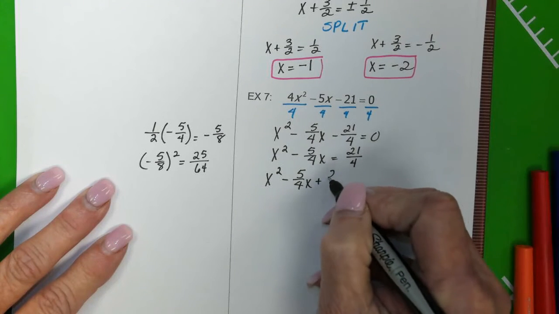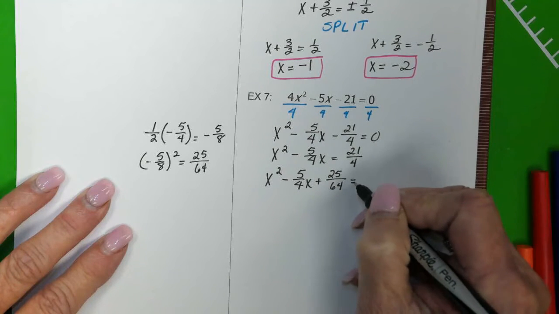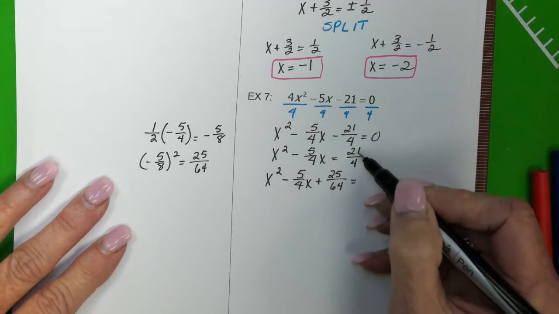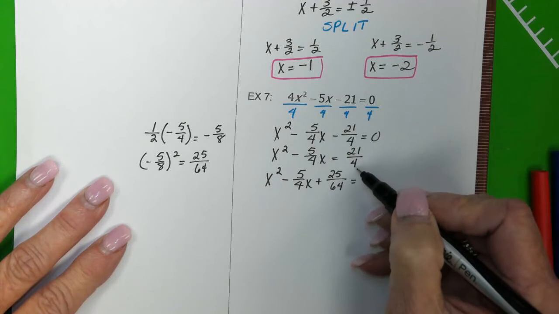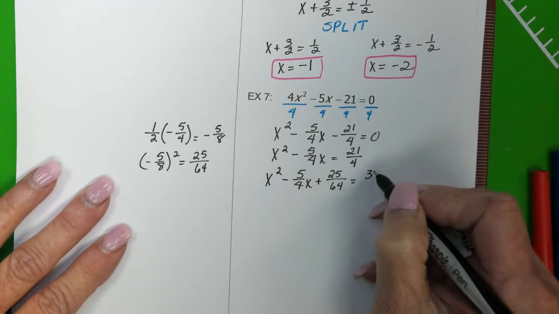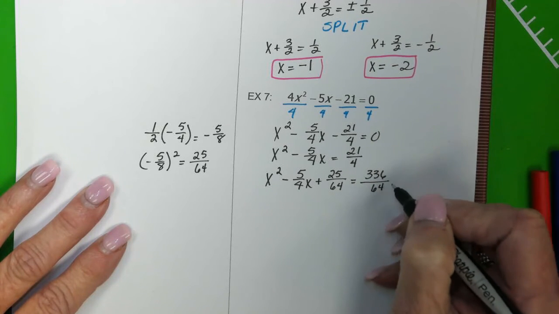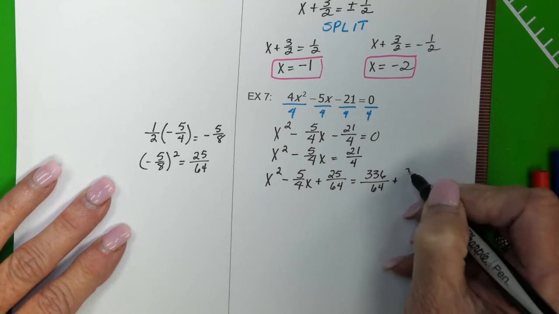So plus 25/64 on the left. I'm going to go ahead and change 21/4 so that it has a common denominator. That's going to be kind of a big number. So 336/64 plus my 25/64.